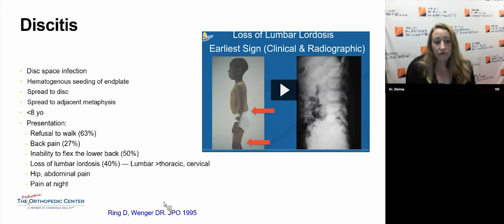So they can present with a refusal to walk. It can present as back pain, although only in about 27%. They may have an inability to flex the lower back, or a loss of lumbar lordosis, and it's more likely to develop in the lumbar than the thoracic or cervical spine. On the right here is an illustration of that loss of lumbar lordosis on clinical exam as well as x-ray, and that's usually the first radiographic finding. They can present with hip or abdominal pain, and they can also have pain at night.